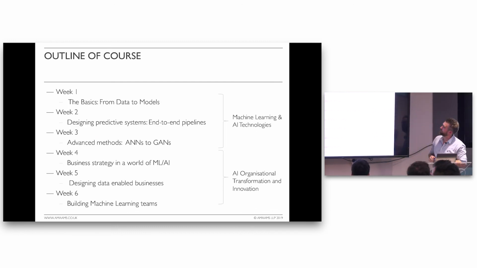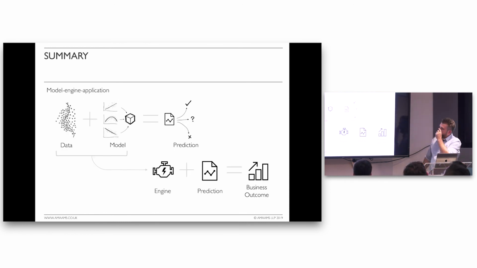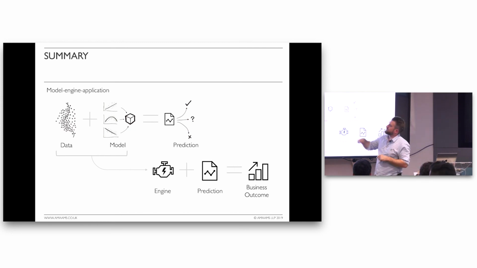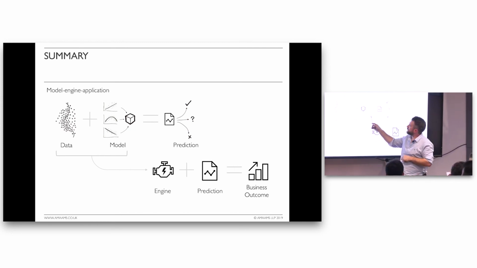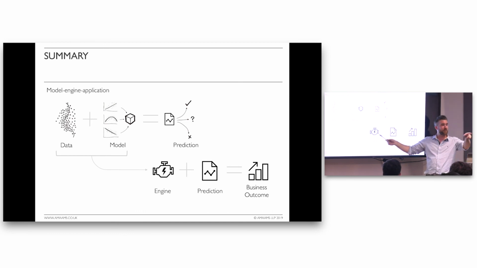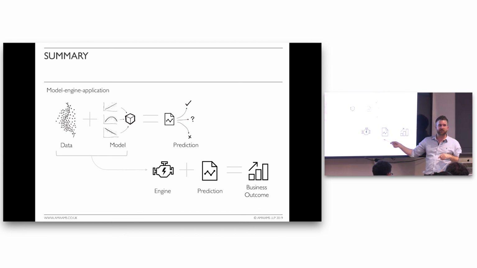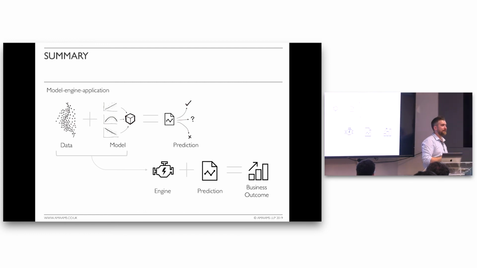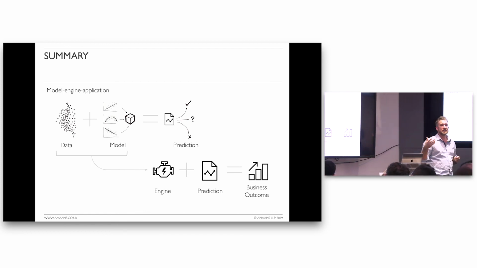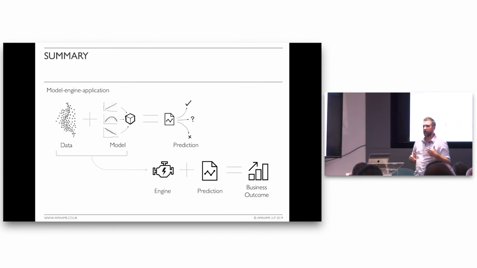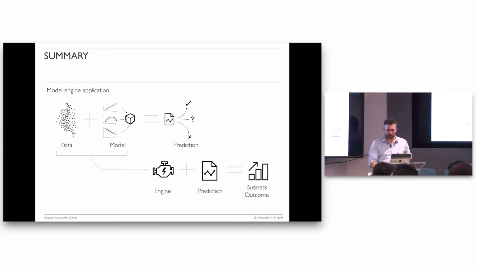What are we doing in the second half of the course? Organizational transformation and innovation. We are going to do this part of it, which is kind of model, engine, application. Whilst we've got data in the model and it gives us a prediction, in the context of a business we've got to turn that into an engine. We've got to deploy an engine. We've got to get the engine and the prediction to fit into an application of some description. So I'll start talking next week about the design decisions from a business perspective, about how to identify where this technology can be applied.